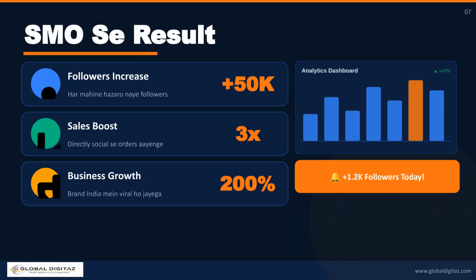SMO delivers clear results. Followers increase by 50K every month. You get a sales boost, with direct orders from social media multiplying by 3x. Expect business growth of 200%, making your brand viral across India. Get over 1.2K followers today.